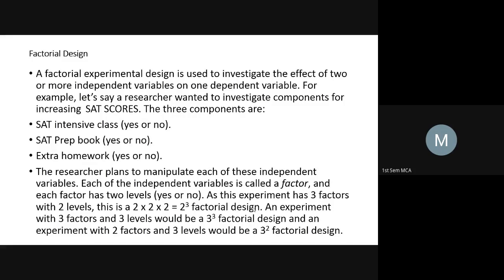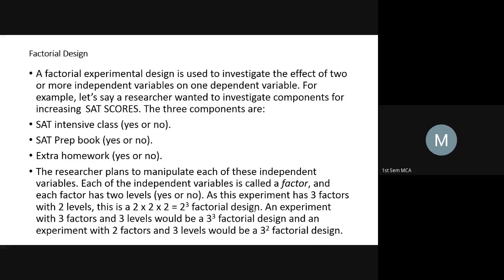These 3 components are called factors. And each factor will have levels, yes or no. Coaching class, whether you have gone or not. Whether you are preparing from a book or not, yes or no. Whether you are doing extra homework, yes or no. That means you have factors and you have levels. Each factor will have levels.